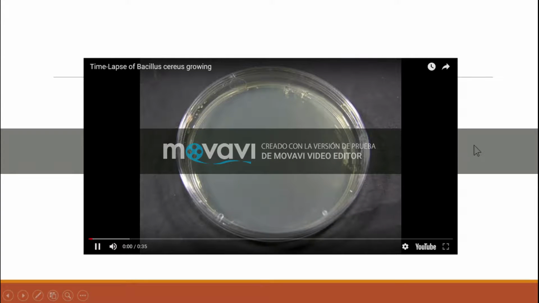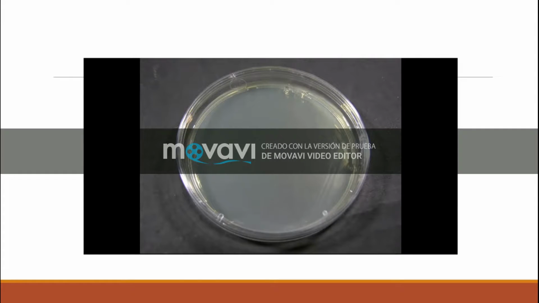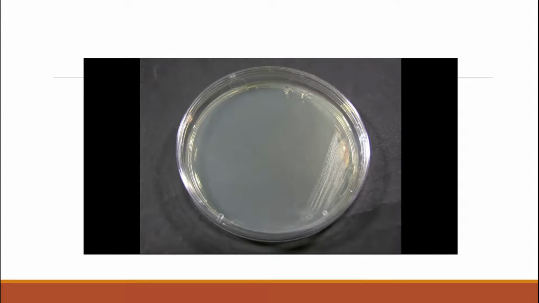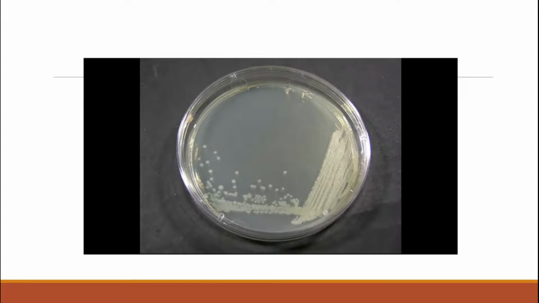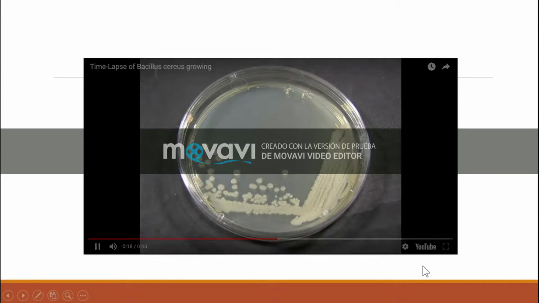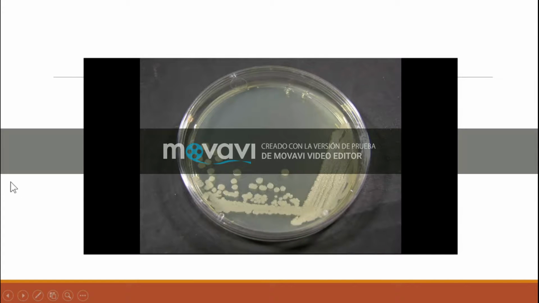We are going to see a little time-lapse video of Bacillus cereus growing. In this video, we are going to see how the medium is used in order to grow bacteria and then analyze it. This is a time-lapse, so it's not real time. This is accelerated time, so we can see how it appears in the medium. So that's how it's used. We can see all the bacteria in the sites. That's the way the medium works.